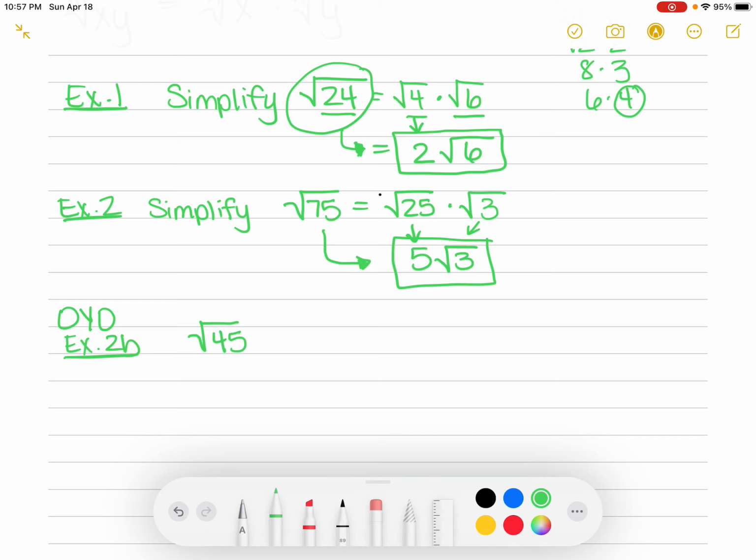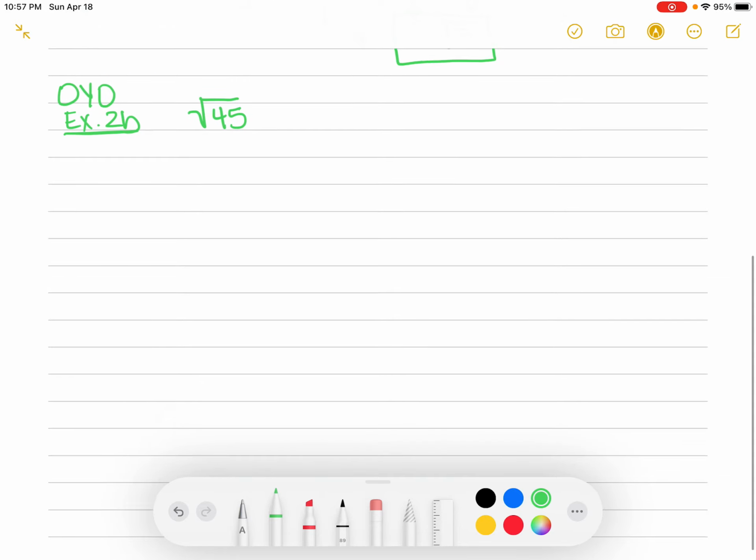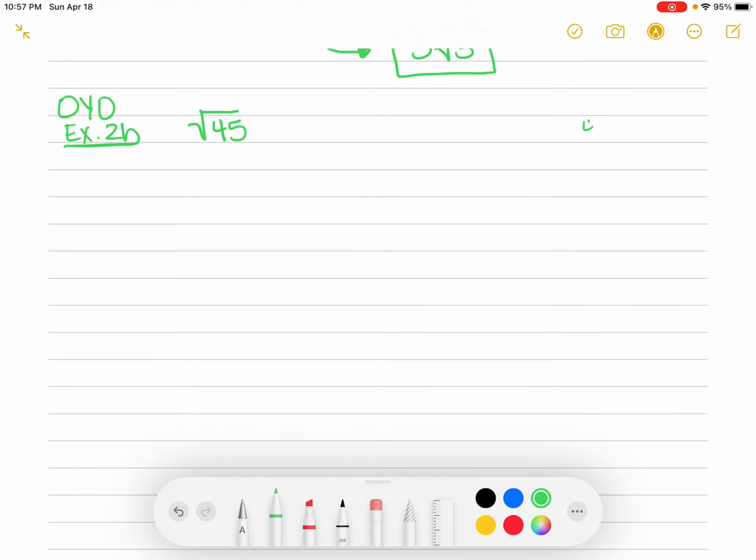Okay, so I want you to hit pause. I want you to do what we just did up here, or try to do what we just did up here. You might need to go over to the side and write out different ones that make 45. I started a few for you. Keep going with it and see if you can find any squares. Go ahead and hit pause and do that now.